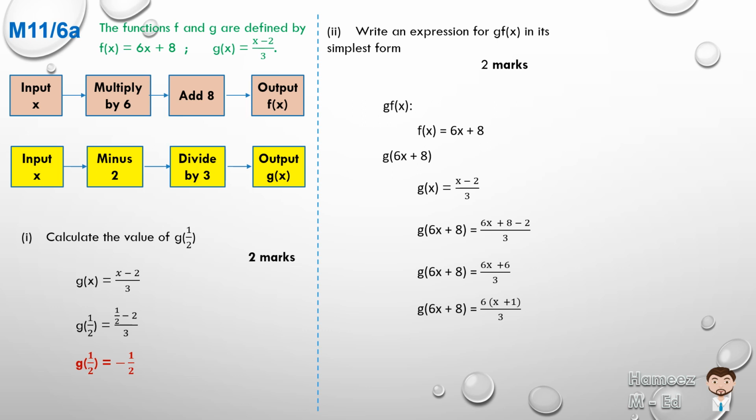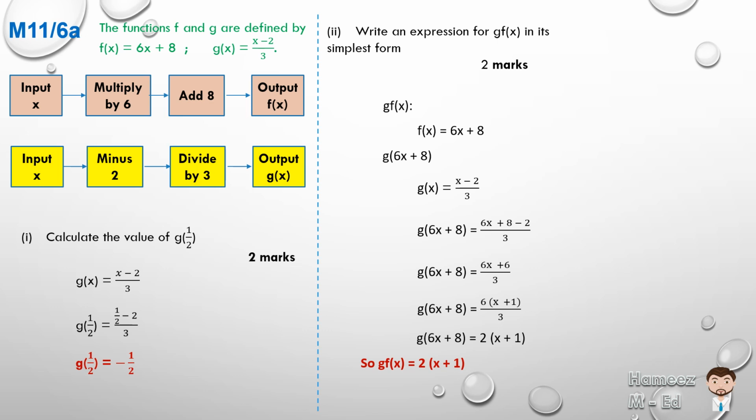And is there anything else we can do? Can we stop there? No, we can simplify even further, right? Because they want it in its simplest form. So 3 into 3, 1, 3 into 6, 2. So g of 6x plus 8 is equal to 2 brackets x plus 1. We can leave it as is, or if you want, you can expand it. So g f of x is equal to 2 in brackets x plus 1. Or if you wanted, you could write 2x plus 2 by expanding the bracket.